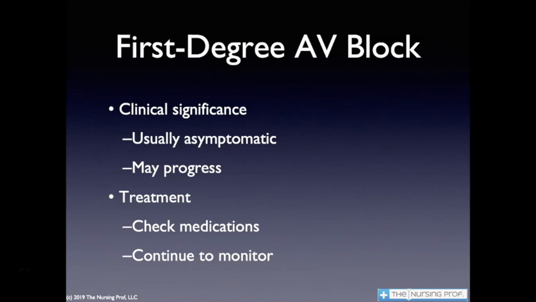If this is somebody who is not on any medications and we think it's associated with asthma, those types don't progress. That's just kind of an underlying first-degree AV block as a result of having asthma. But if your patient is taking medications and has a first-degree block, that may progress into a second or third-degree block.